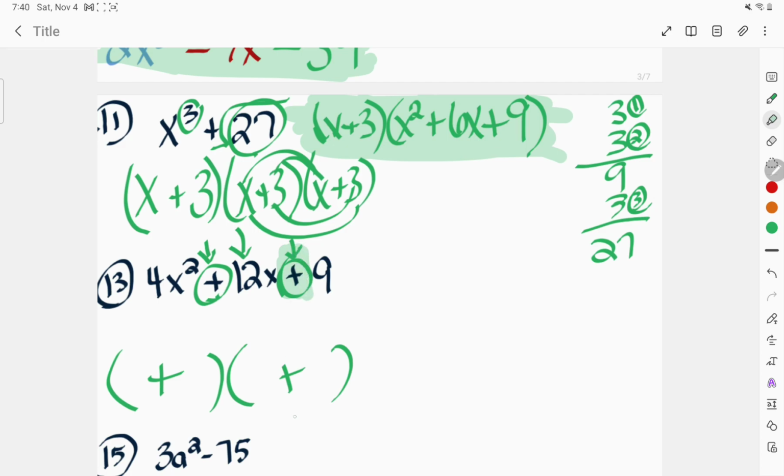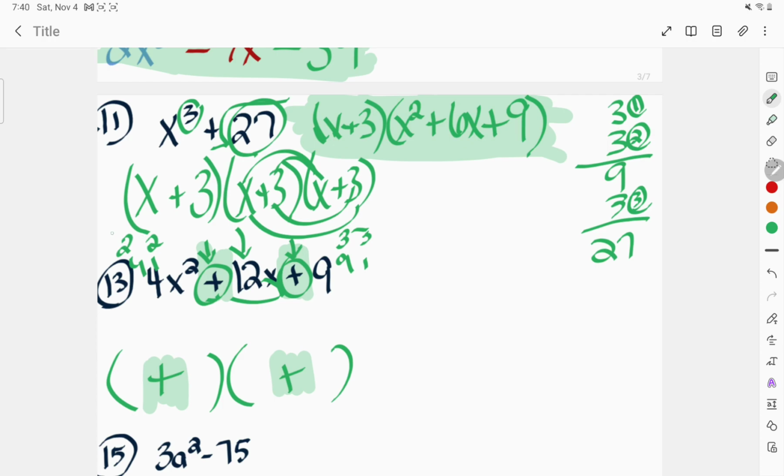If it is negative, my signs are different. The first sign tells me what those signs are, if they're supposed to be the same. Okay, so now factors of 4 are 2 and 2, 4 and 1. Factors of 9 are 3 and 3, 9 and 1.